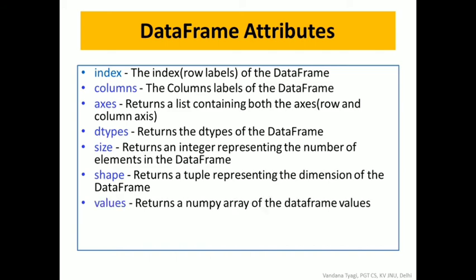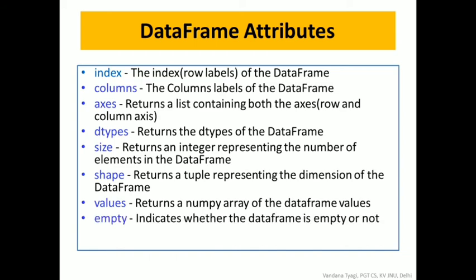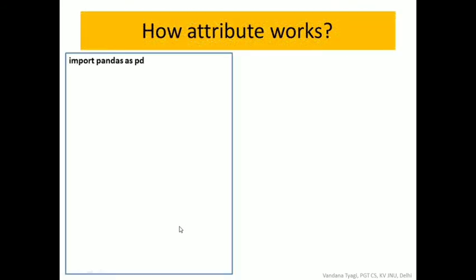Then values will return a numpy array of the data frame values. And empty: if my data frame does not have any entry, empty will return True. But if my data frame has any entry, empty returns False. And T is for transpose. The rows are converted to columns and the columns are converted to rows. Let's see it through a programming example.